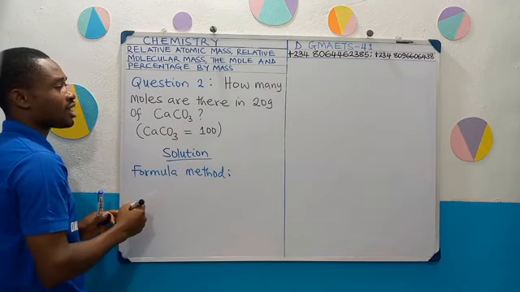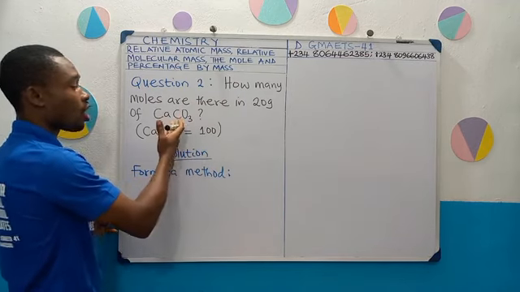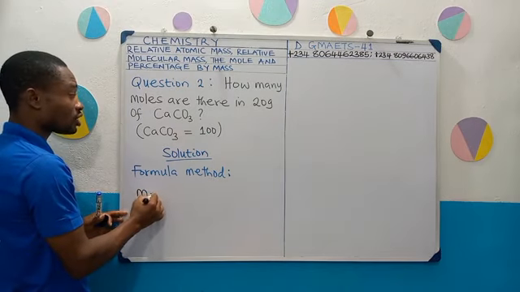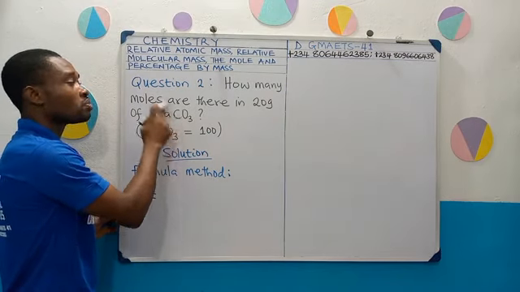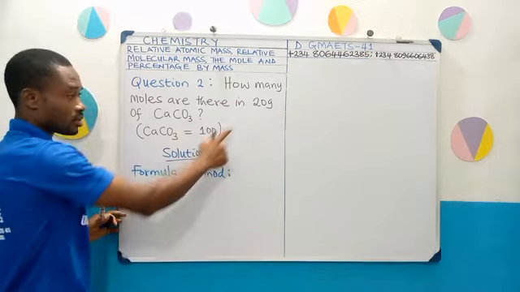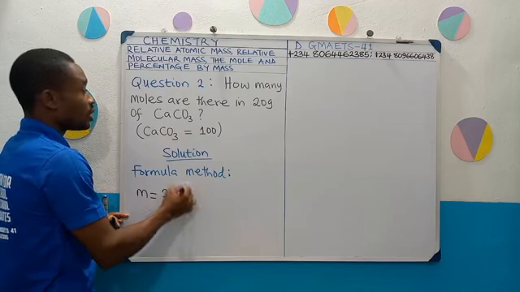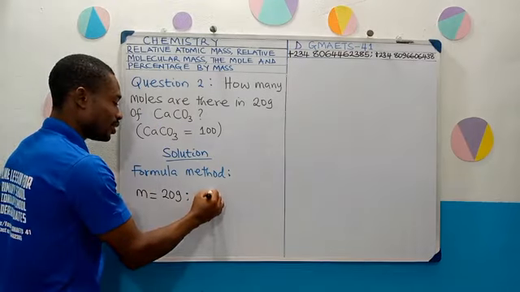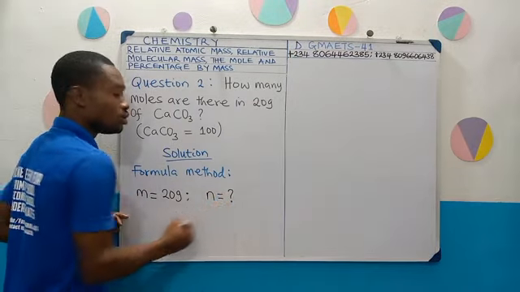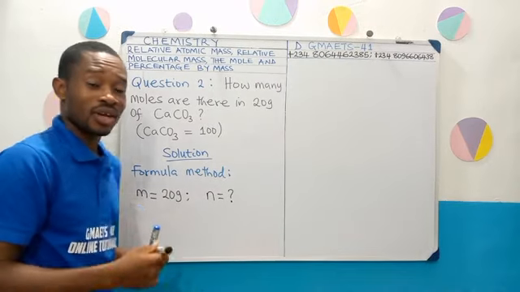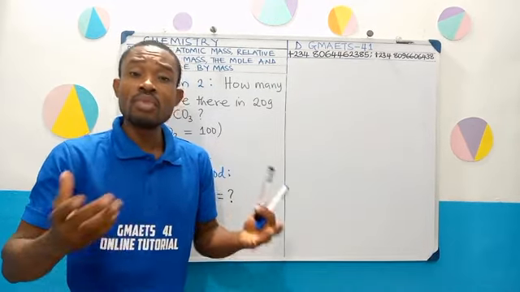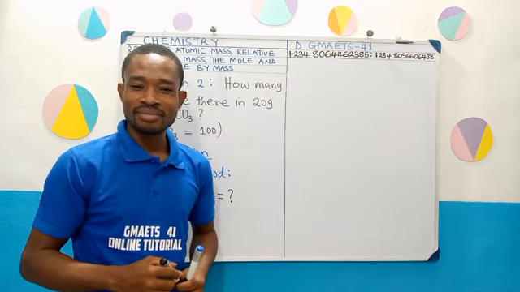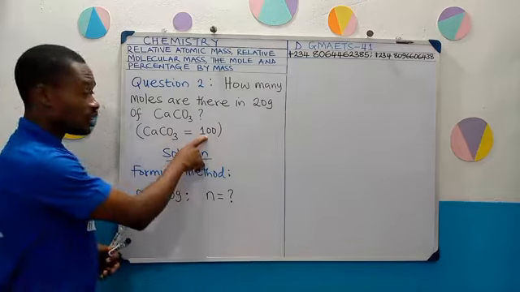From the question, they're asking us how many moles are there in 20 grams of calcium trioxocarbonate IV. So the mass of calcium trioxocarbonate IV, whose moles they want us to get, is 20 grams. They asked us to find how many moles. You know, we use small letter n for our moles. We don't know. You can calculate the molecular mass or the molar mass, just the same way you get RMM. But good enough, from the question, they've given it to us.